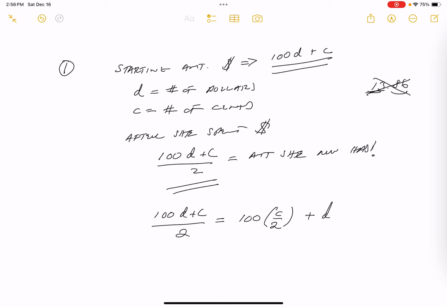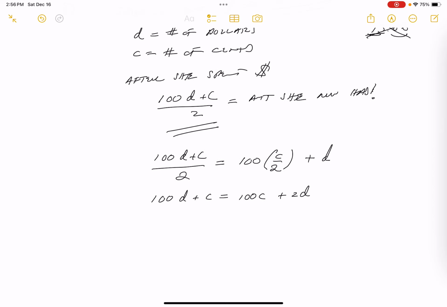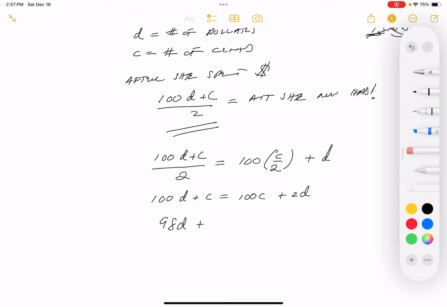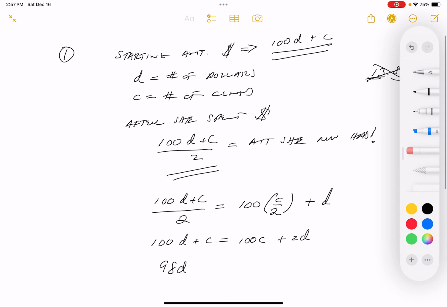I've got a problem now: how do I figure this out? The first thing I would do is probably multiply both sides by 2, just to see if this makes any sense. So (100D + C) times 2, by the way, gives 100C + 2D. This takes some thinking, doesn't it? So 100D minus 2D is 98D. I'm not going to put plus down, because that would be a subtraction problem then. Let me get my eraser out and erase this over here.